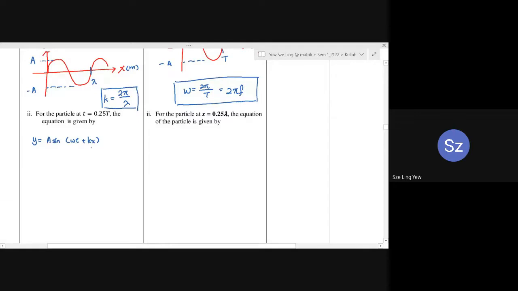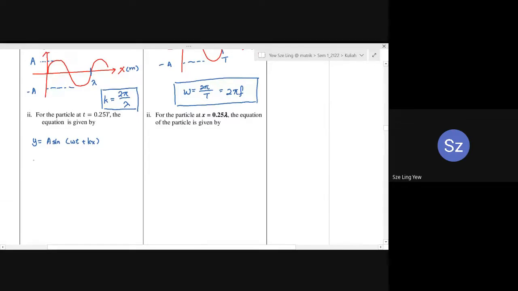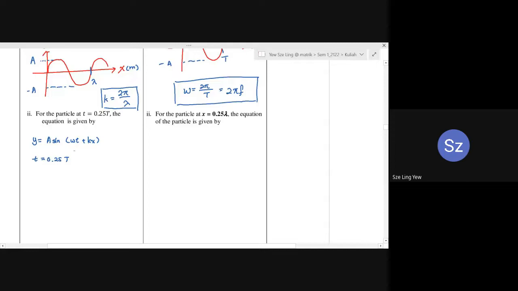Now we want to substitute the value of t. Now t is equal to a non-zero value, so t equals 0.25 capital T. We are not given any value of omega. In order to plot the y against kx graph, we need to think, how are we going to eliminate omega t in our equation?